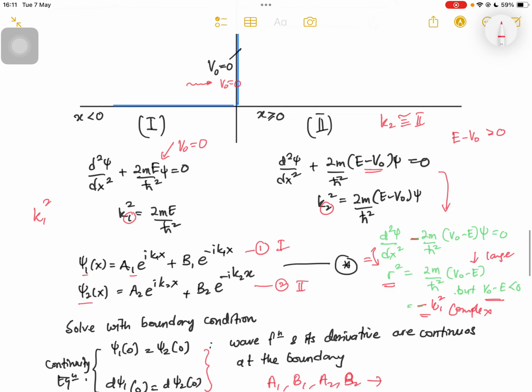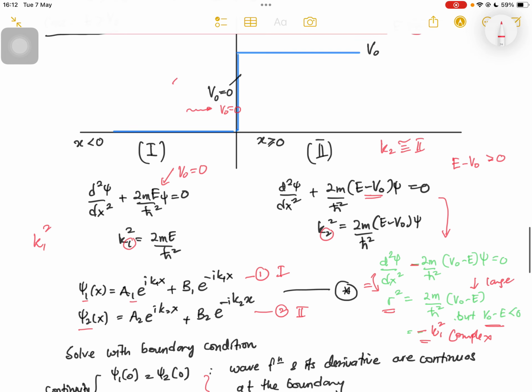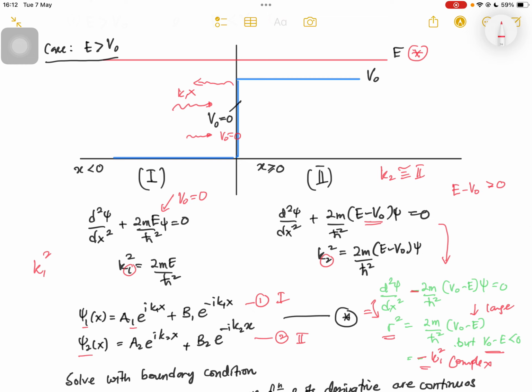The plus sign will be an incident wave with K1. If it's bounced back, it means that you have the reflection, with the minus k x. So this is incident, and if you have something that is going through, then you have some transmitted wave.